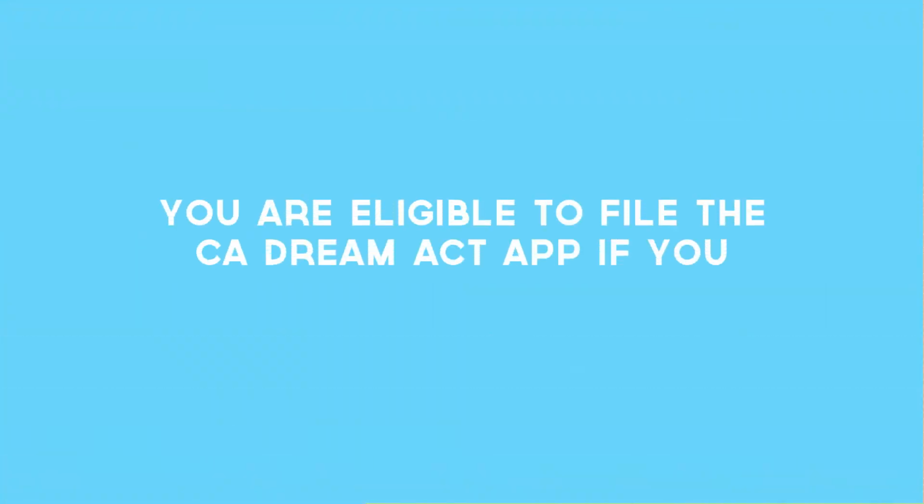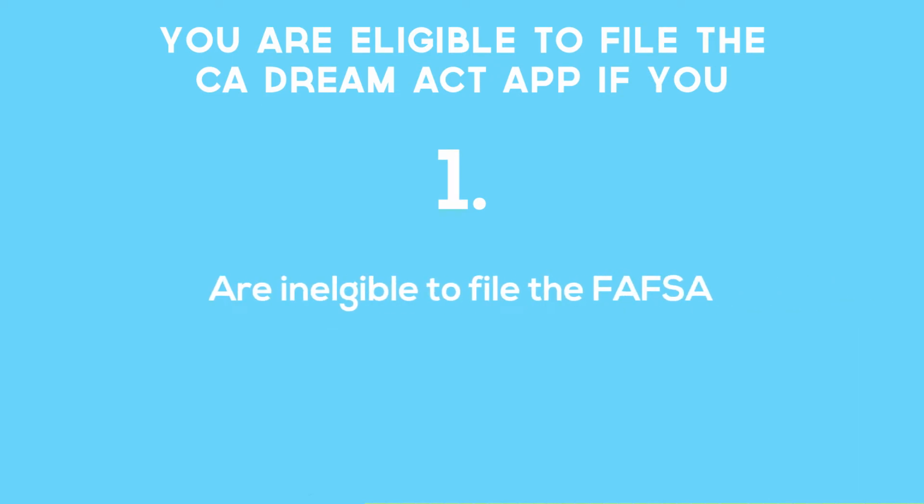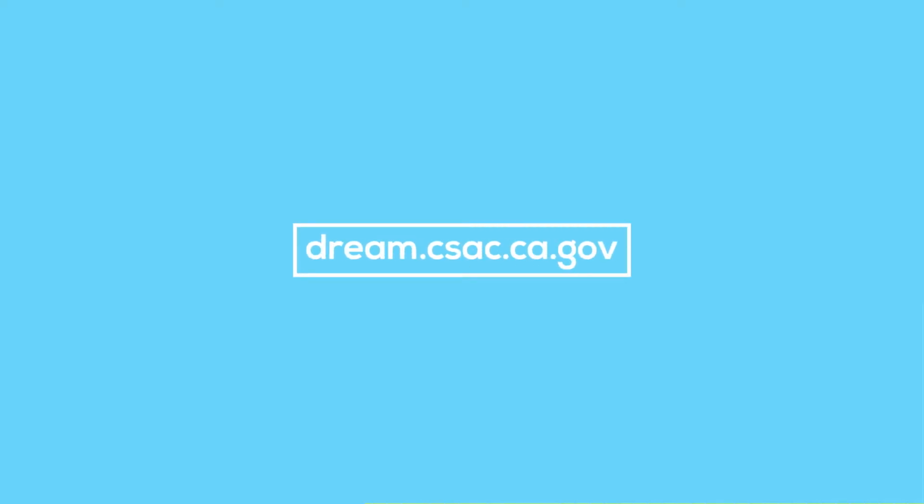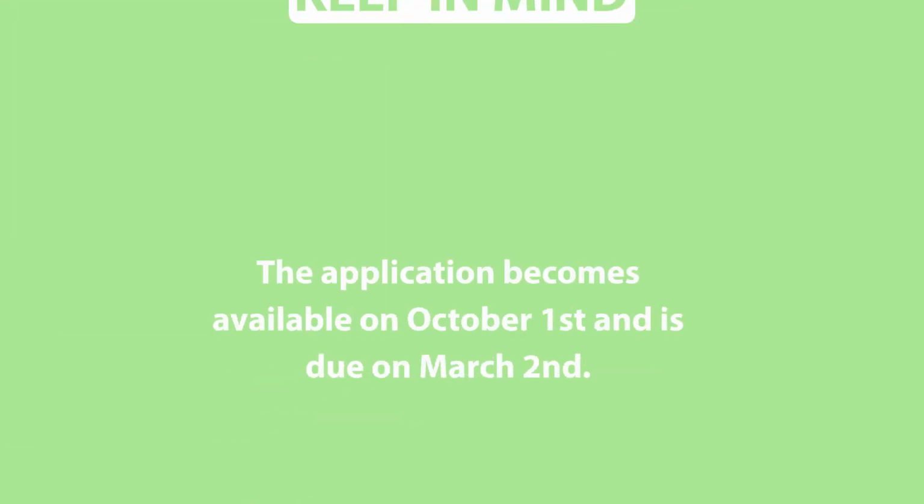You are eligible to file the California DREAM Act application if you are ineligible to file the FAFSA. And you also need to meet all AB 540 and/or AB 2000 requirements. If you think you are eligible, start your application at dream.csac.ca.gov. A few things to keep in mind.